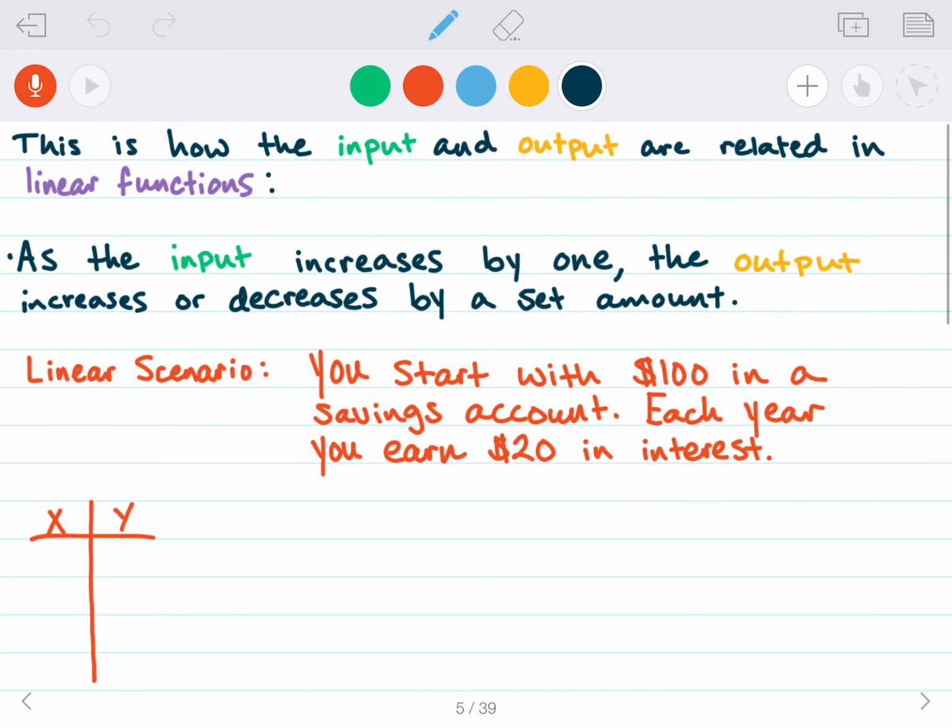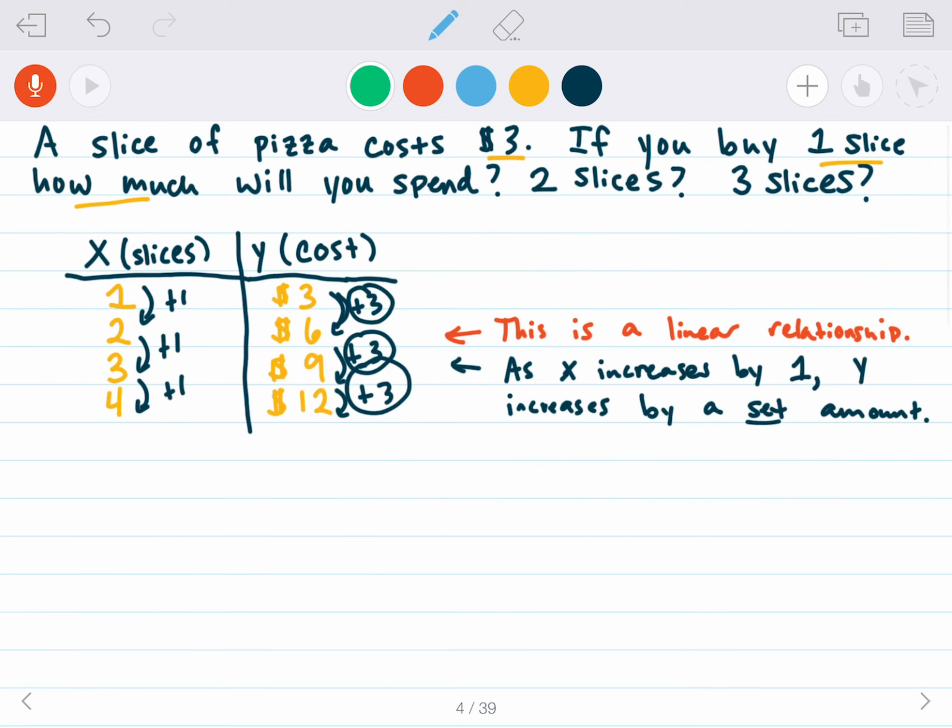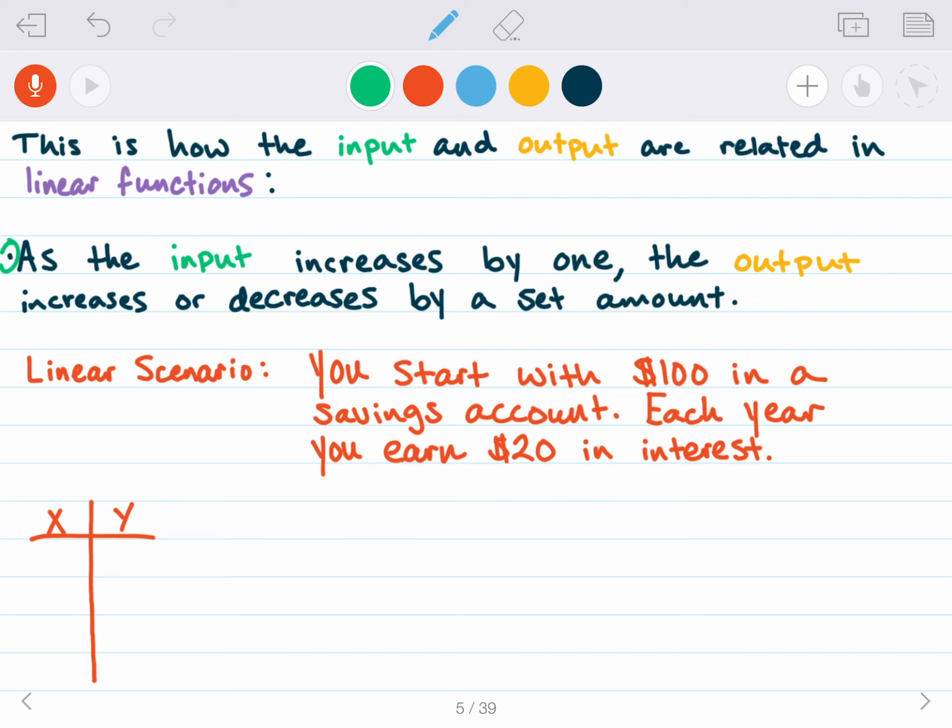Let's look at another linear situation. As I just mentioned in the previous slide, I use input and output interchangeably with independent and dependent variables. Remember, independent variables are inputs and dependent variables are outputs. As the input increases by 1, the output increases or it could decrease by a set amount. Remember in the pizza example, the output value was increasing by a set amount, 3. Let's take a look at this example.